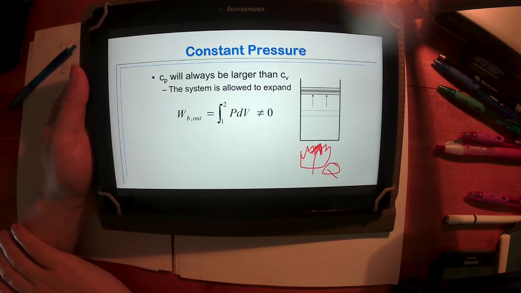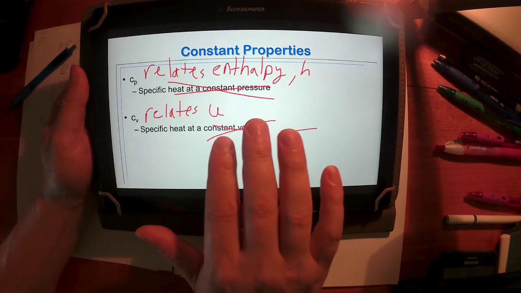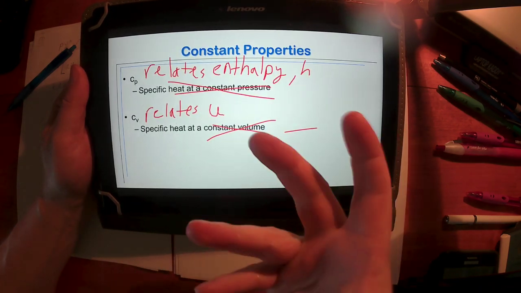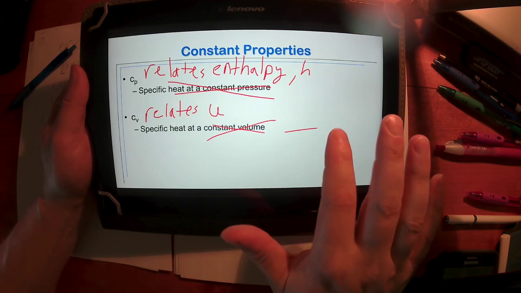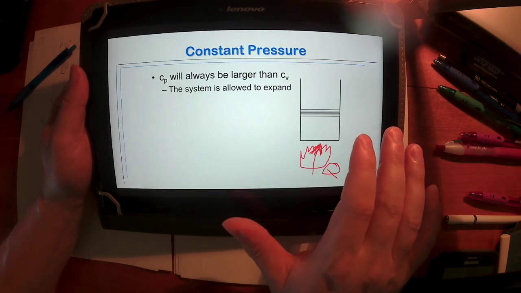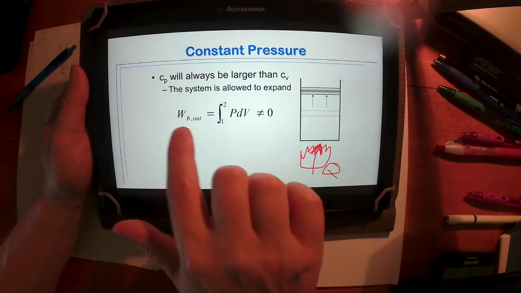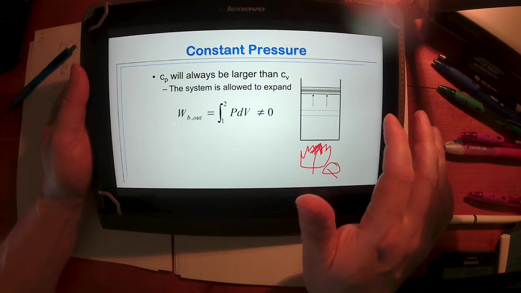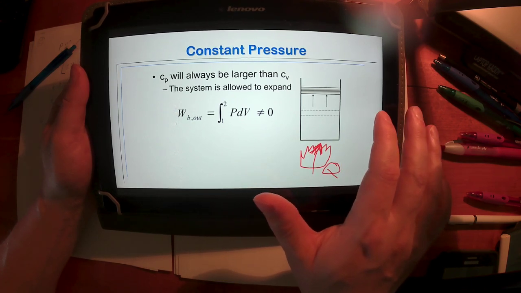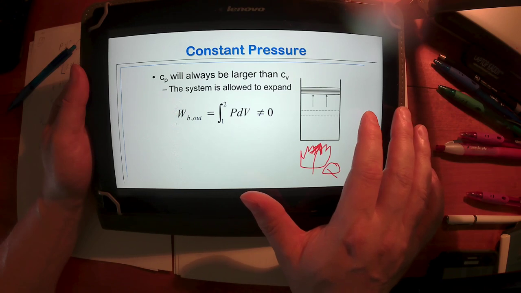right? Whereas if I'm dealing with a constant volume scenario where the system can't expand, there's no boundary work that heat has to account for, so I don't have to put as much heat in. So C sub P will always account for this additional boundary work heat if the system is allowed to expand, or at least that's why it's larger than C sub V.